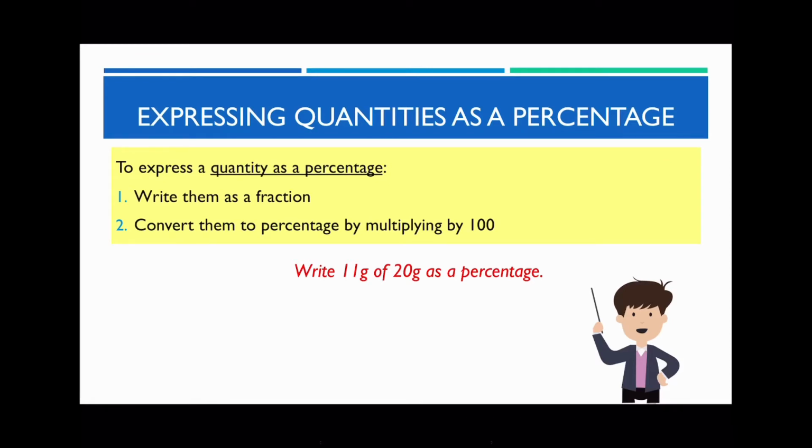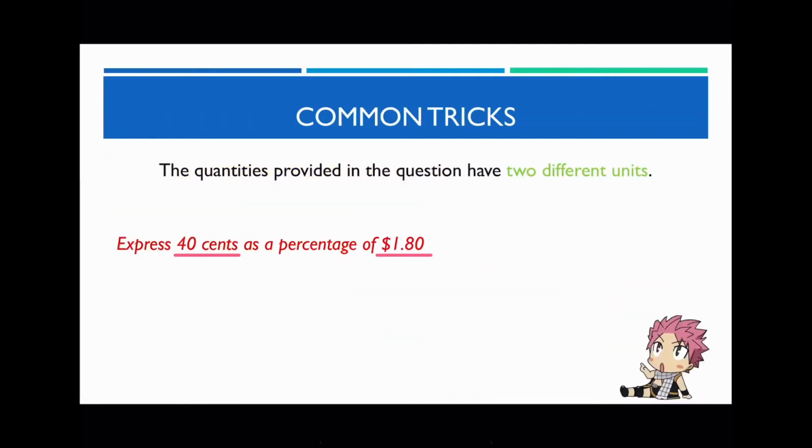So what you need to do is express this as a percentage over here. So 20 grams is the denominator, 11 grams is going to be the numerator. So it's going to be 11 on 20. So now I need to follow step 2 by multiplying this by 100. If I do this, I should get an answer of 55%. Pretty straightforward.